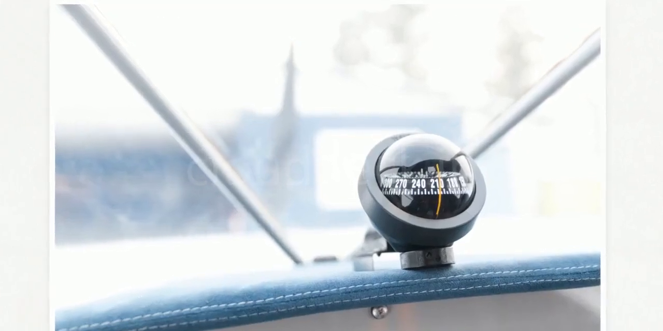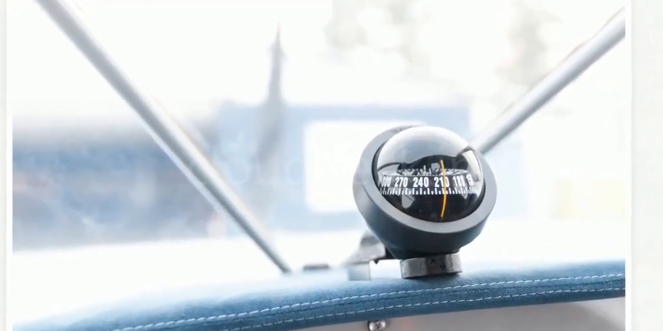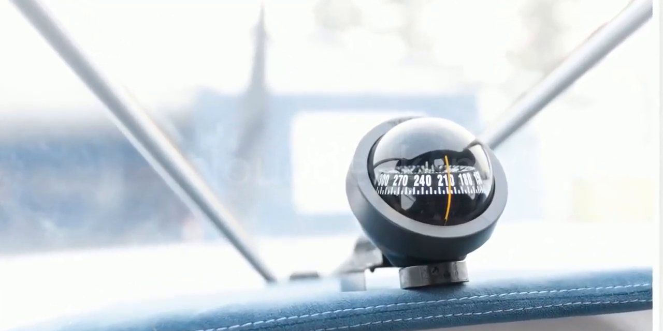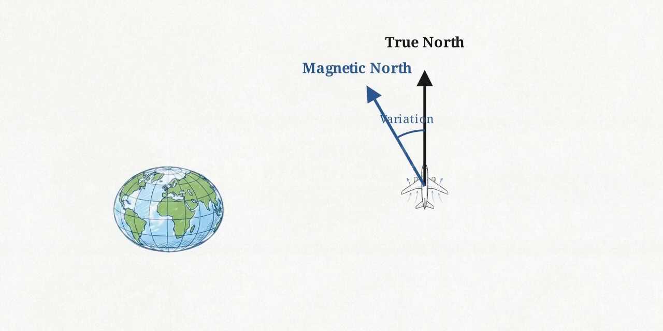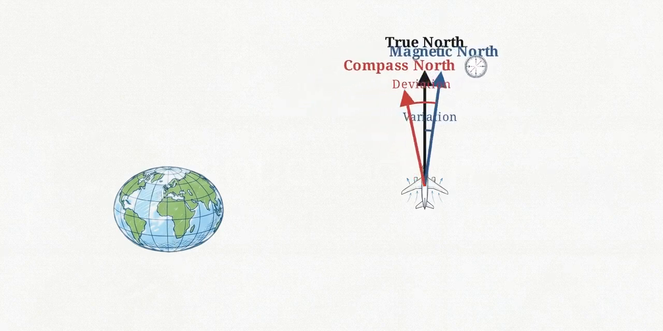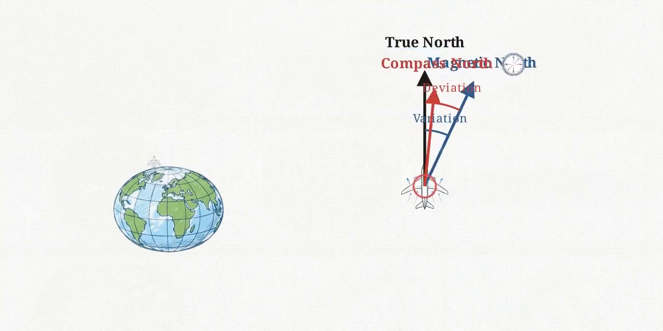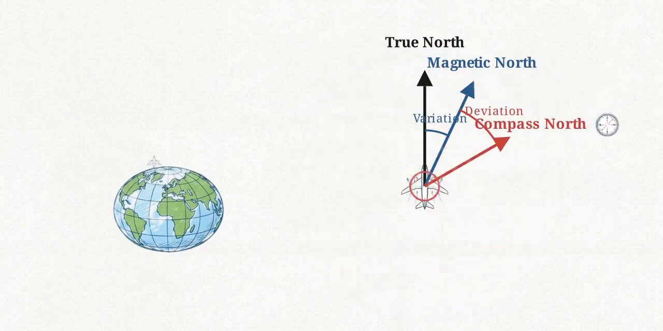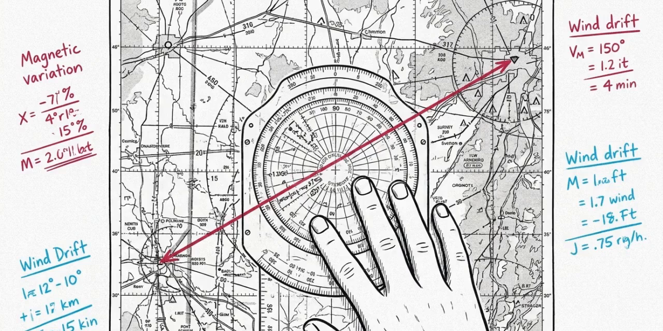Once you have a chart, you need a direction. In aviation, we manage 3 different norths. True north aligns with the geographic pole. Magnetic north aligns with the Earth's shifting magnetic field. And compass north is what you actually see on the direct reading magnetic compass in the cockpit. The angular differences between these 3 norths shift depending on where you are on the globe and the metal structure of your aircraft. Calculating and managing those differences is the absolute baseline of all flight planning.